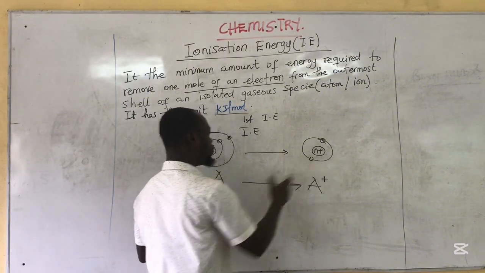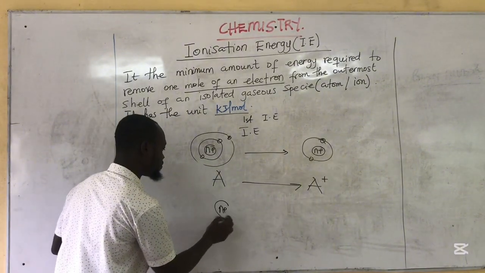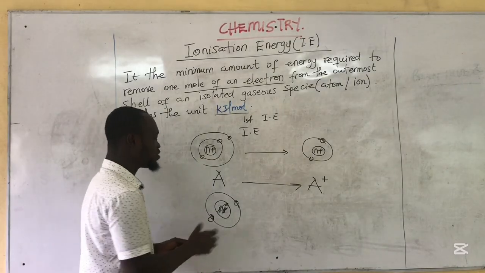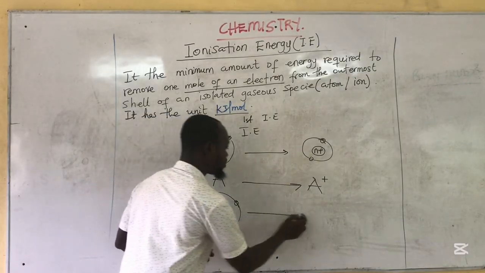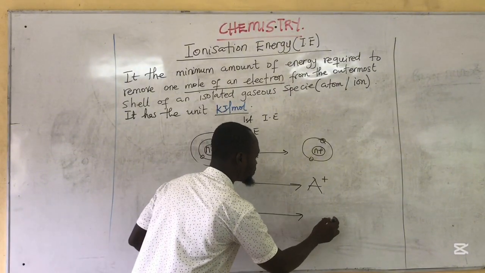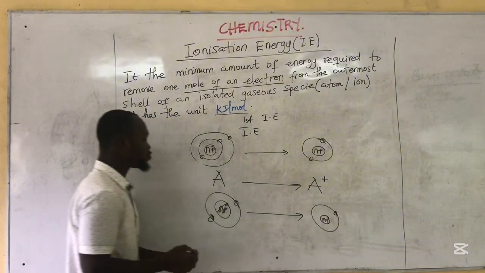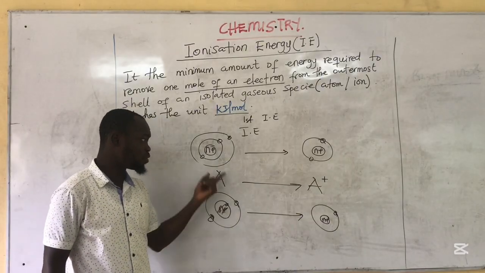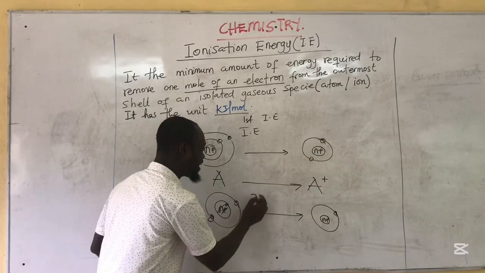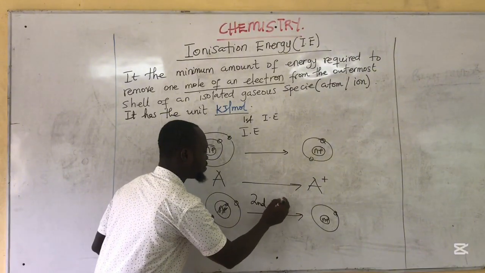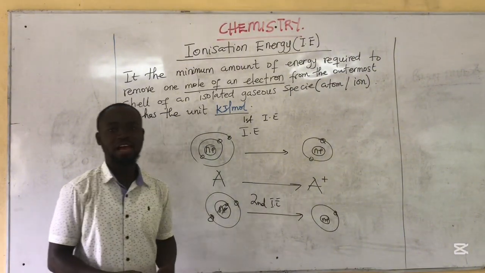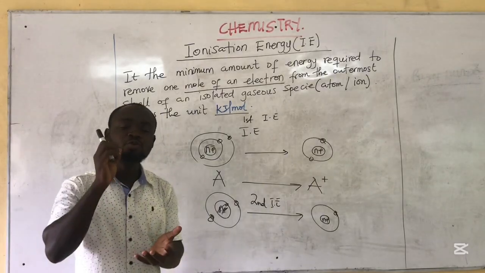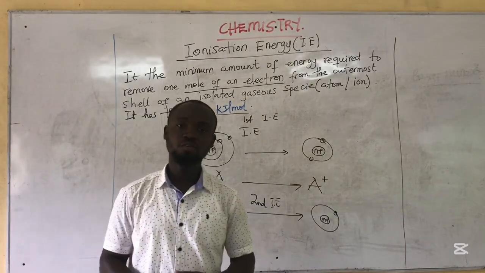Is that okay? Now, if I take this one and then I remove another electron from this, it will change into this form. They will be left with only one electron. The energy that I need to remove this second electron from this atom is called the second ionization energy, or the second IE.